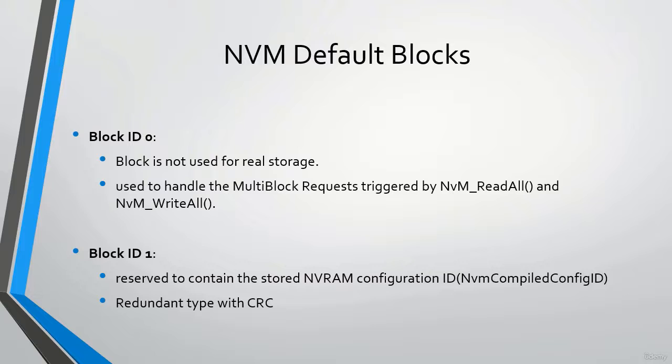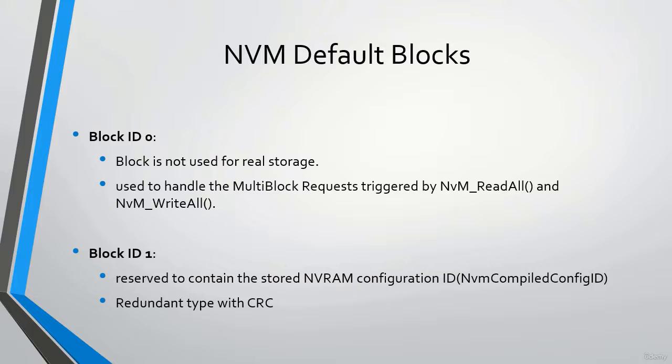It is not used for any actual storage, but it is used to handle multi-block requests triggered by NVM read all or NVM write all. Whenever either of these operations takes place, it uses this block ID as the reference. Only these APIs need this block ID, and it does not occupy any real storage. But it is reserved, so you can't use this block ID for any other storage.